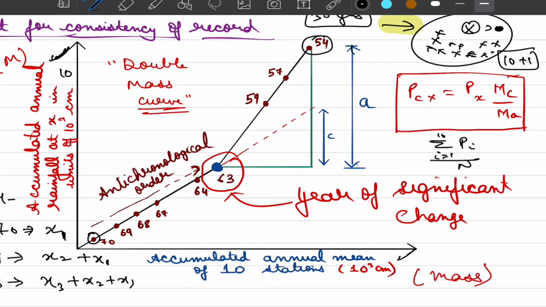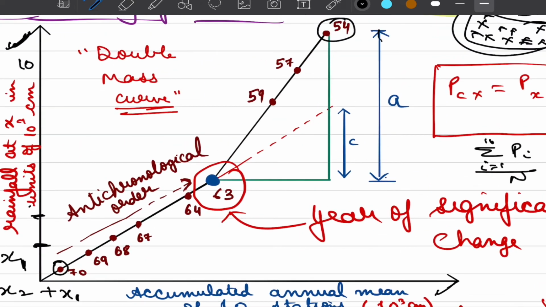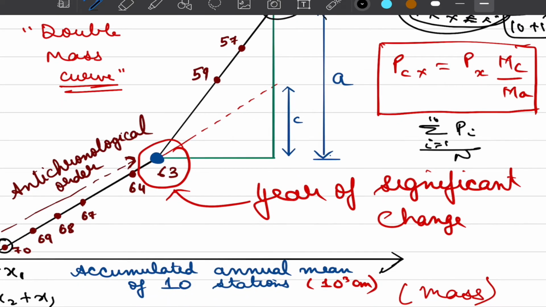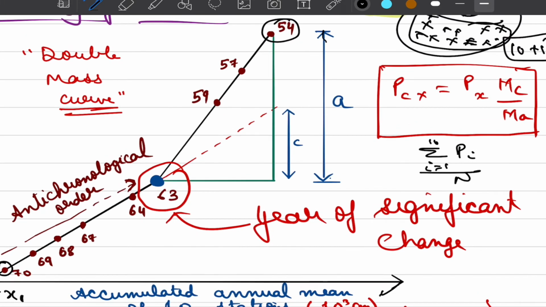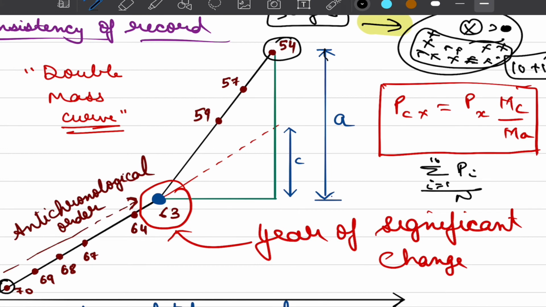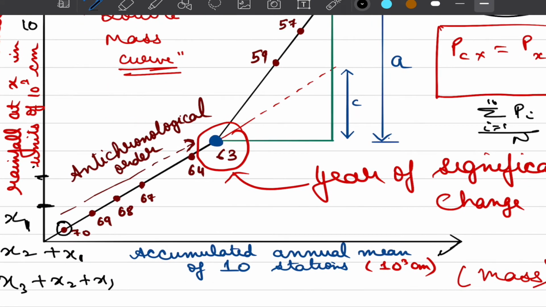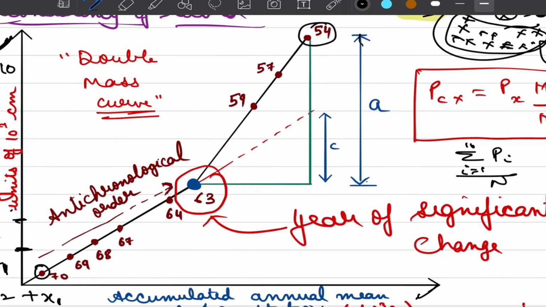And mind you that when we are plotting this y-axis, we are not accounting for any other stations that we have already accounted for on the x-axis. And when we plot it, you would see that wherever the disturbance or perturbation has changed, that would be evident on the graph paper: the slope of our plot between these two masses will change abruptly, and we say that this is a year of significant change.